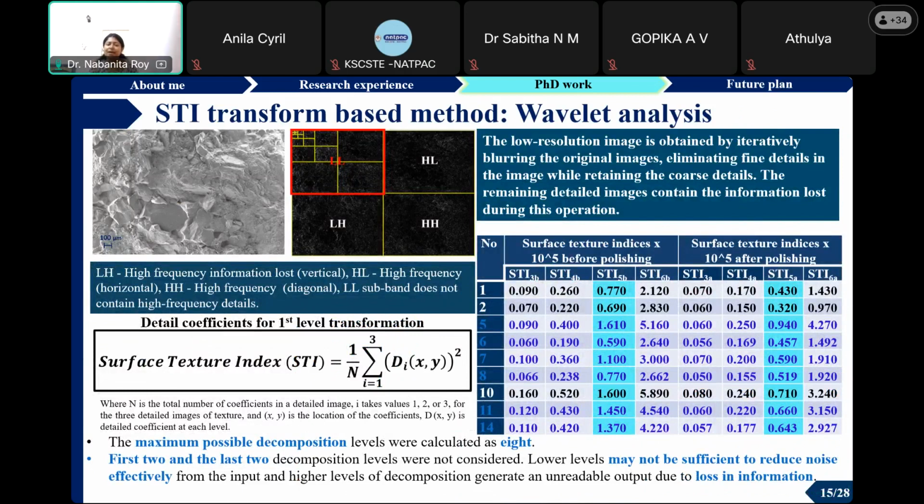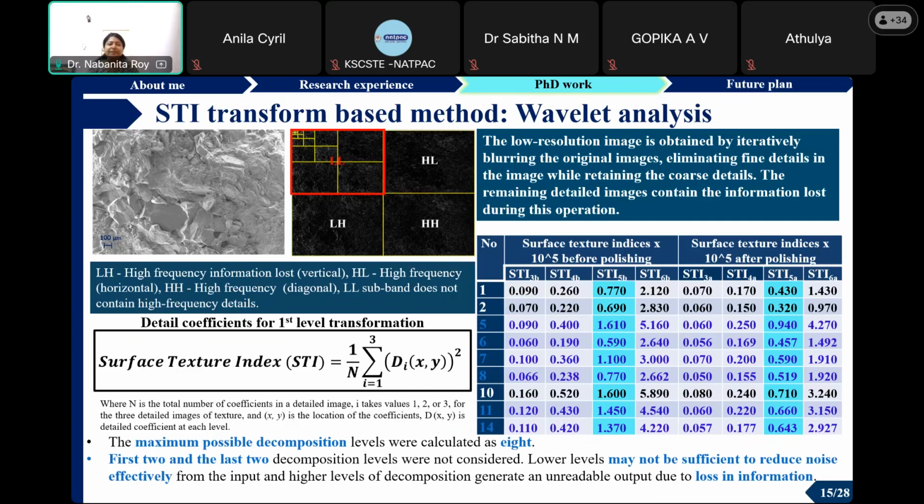In this case, the low resolution image is obtained by iteratively blurring. At the same time, the finer details get eliminated from the image. Only the coarser details will remain.